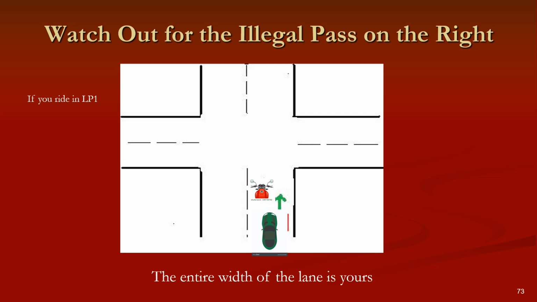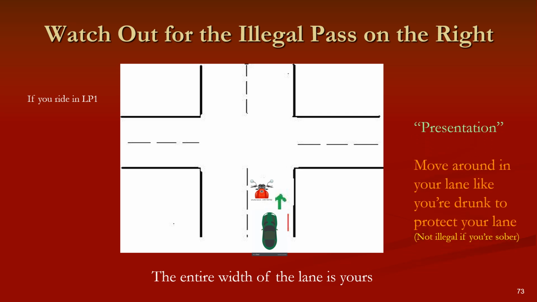I know, but where's the police officer when you need one? So, what you may want to do, which I like to do, is move around in your lane side to side, kind of like you're drunk. It's not illegal to go from side to side. I'll give you a little show here. Going back and forth. It's not illegal if you're sober. What you're doing is you're basically protecting your lane. And if a police officer pulls you over, say, hey, look, officer, I'm just trying to protect my lane by going side to side. And nothing illegal about it.